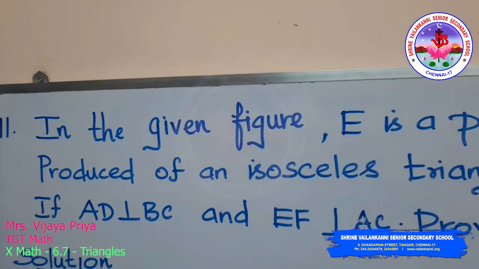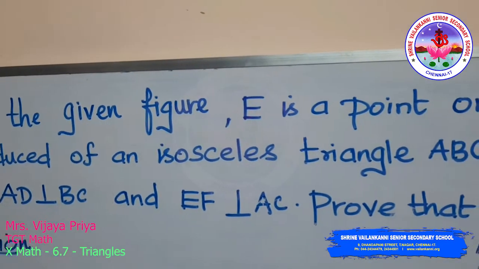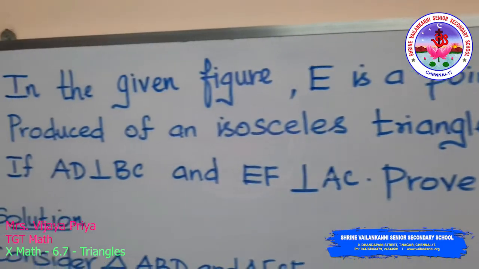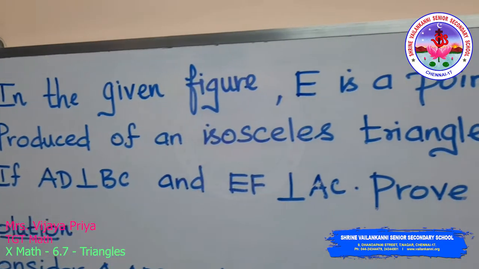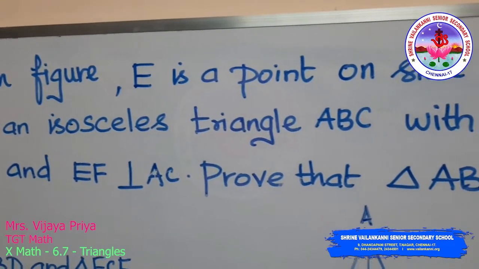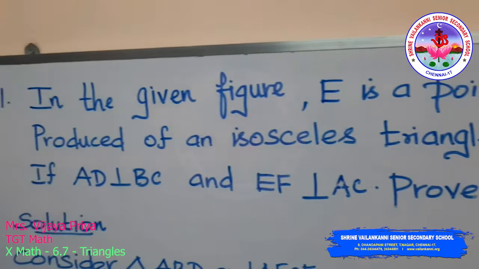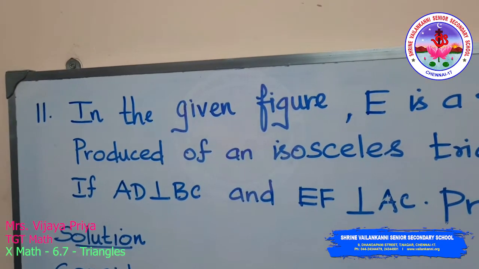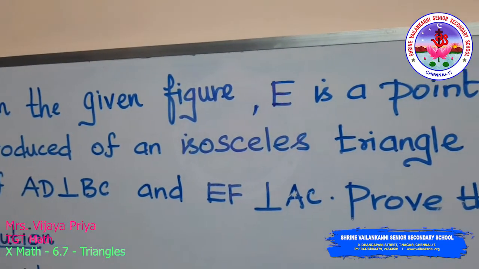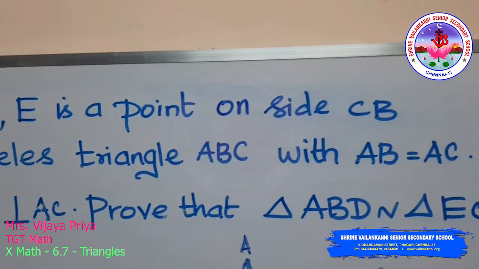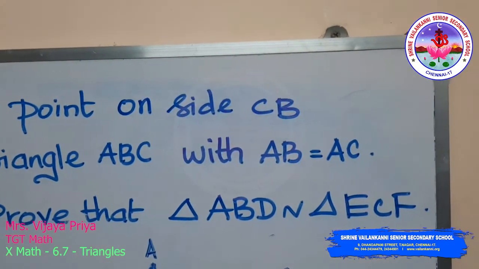Seventh problem: in the given figure, E is a point on side CB produced of an isosceles triangle ABC with AB equal to AC. If AD is perpendicular to BC and EF is perpendicular to AC, prove that triangle ABD is similar to triangle ECF.